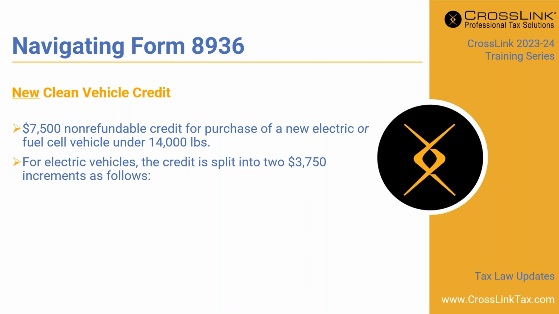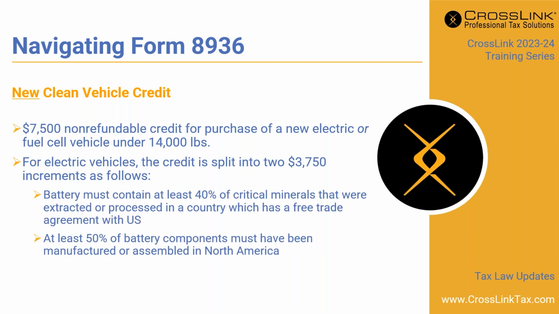Next up, for electric vehicles, the credit is split into two $3,750 increments and done so as follows. First, the battery must contain at least 40% of critical minerals that were extracted or processed in a country which has free trade agreements with the United States. And second of all, at least 50% of battery components must have been manufactured or assembled in North America.